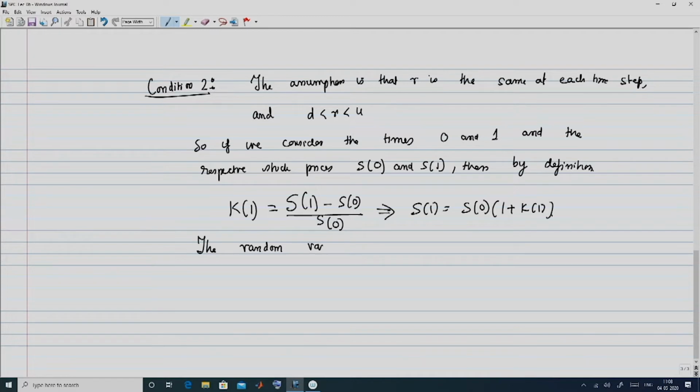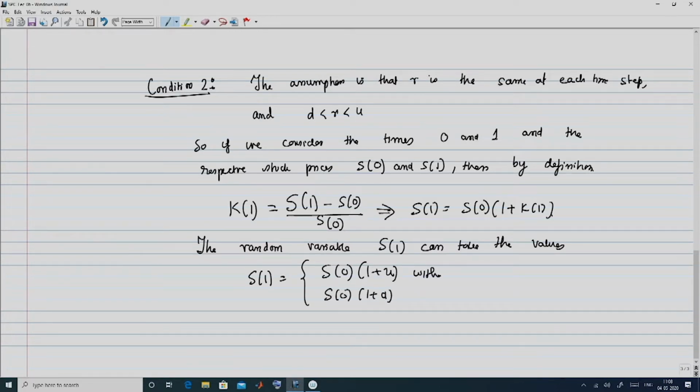So, the random variable k of n, and in particular k of 1, can take two values. The random variable S1 then can take the values S0 into 1 plus u with probability p, and S0 into 1 plus d with probability 1 minus p.